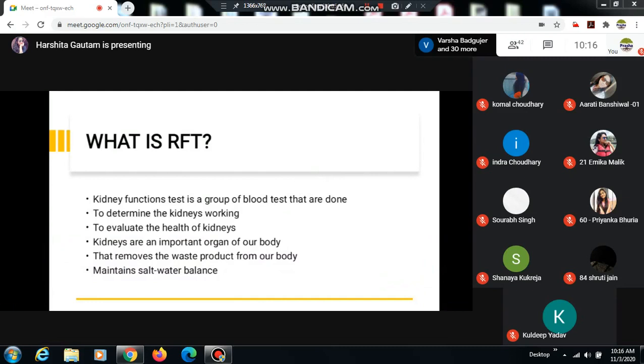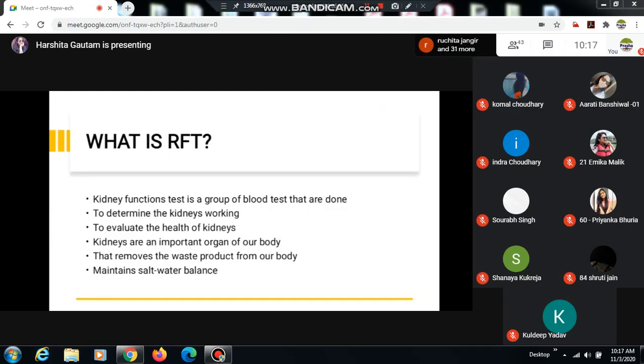So what is RFT? Kidney function test is a group of blood tests that are done to determine the kidney's working, to evaluate the health of the kidney. So basically it's a group of blood tests performed to check the normal functioning of the kidney.